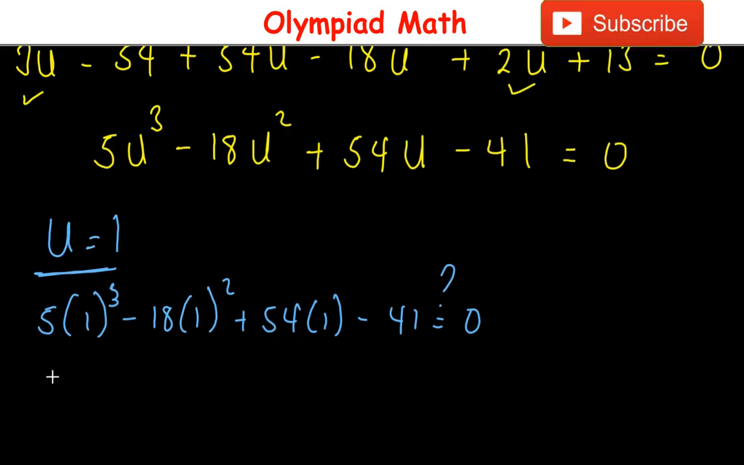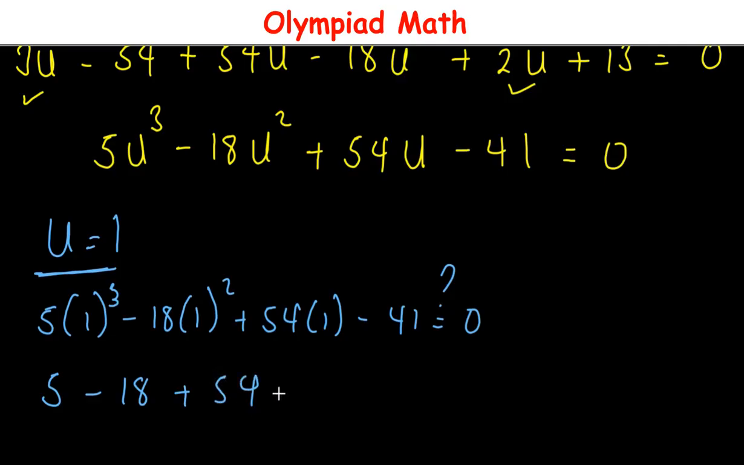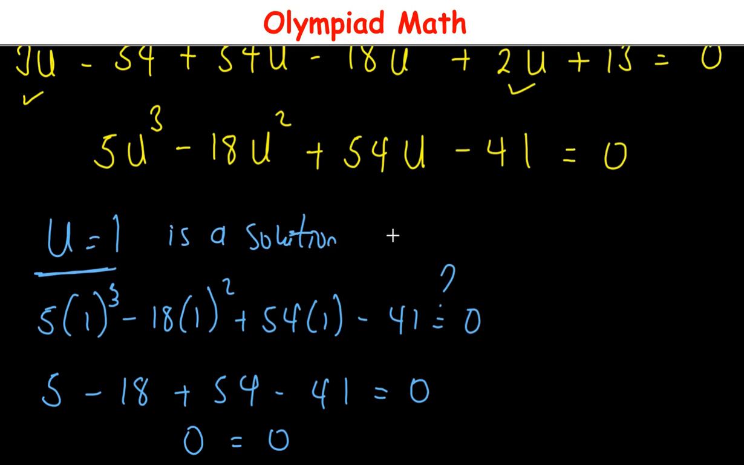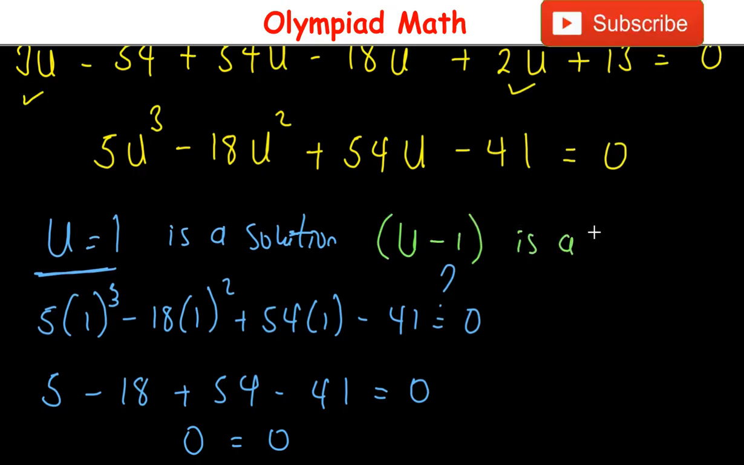So from here we have 5, then minus 18, then plus 54 minus 41 equals 0. Now if we add and subtract these values, we have 0. Since this equals 0, u equals 1 is a solution for this given equation, and u minus 1 is a factor for this given equation.